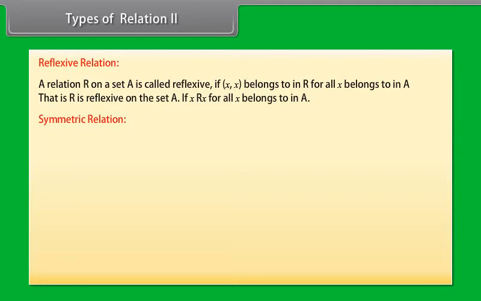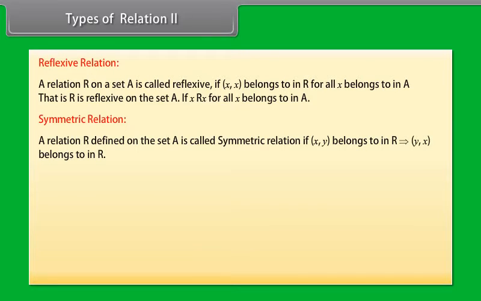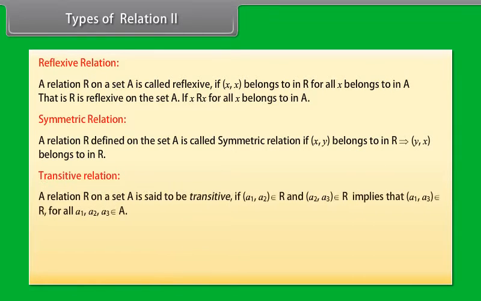Symmetric relation. A relation R defined on the set A is called symmetric relation if (x, y) belongs to R implies that (y, x) belongs to R. Transitive relation. A relation R on a set A is said to be transitive if (a1, a2) belongs to R and (a2, a3) belongs to R implies that (a1, a3) belongs to R for all a1, a2, a3 belongs to A.